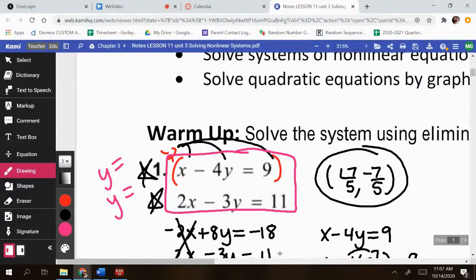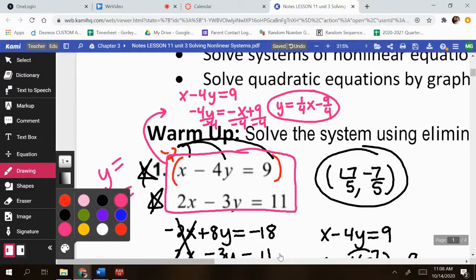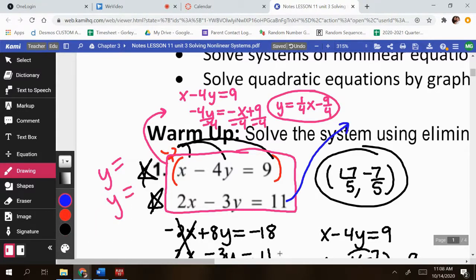Okay, so if I rewrite this first equation in y equals format, we would have x minus 4y equals 9, and I would subtract x from both sides. And then I would divide both sides by -4, which is ultimately going to give me what? That's going to give me y equals, if I divide this term by -4, I'd end up getting 1/4 x. And if I divide this term by -4, we'd get minus 9/4. So I'm going to put that into my calculator.